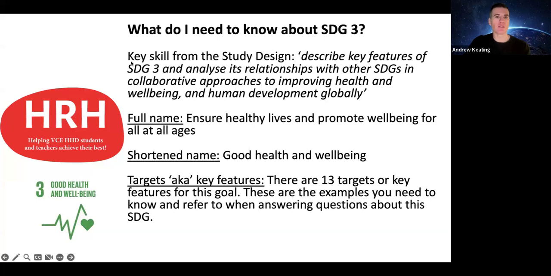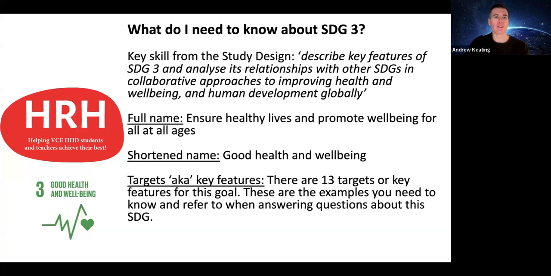So I think you can take from that, obviously, you need to know the different key features of SDG 3 and be able to describe them. And then you need to be able to link that to the other SDGs that are mentioned as part of the study design. We'll look at that in a separate video coming up, but also how each of these SDGs, including SDG 3 and the key features, could improve health and well-being and human development globally. We've done previous videos on what it means when you see that term globally in a question. So let's go through and look at SDG 3.